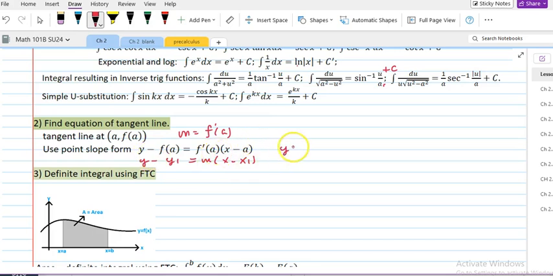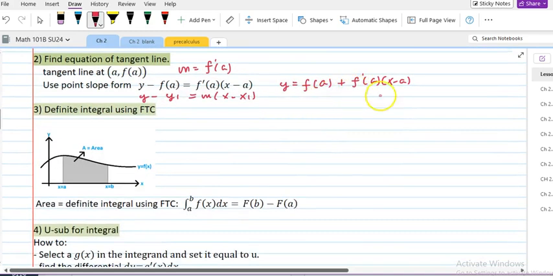And in case you want to write y equals, typically we would write it this way: y equals f of a plus f prime of a times x minus a. And you'll see that in chapter 6, we will extend this to approximate a function using higher-degree polynomials.